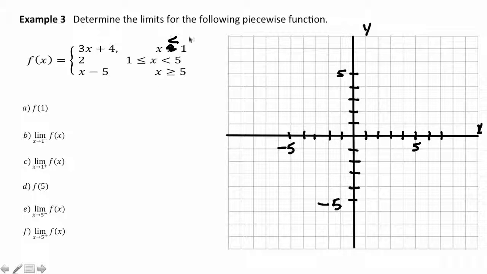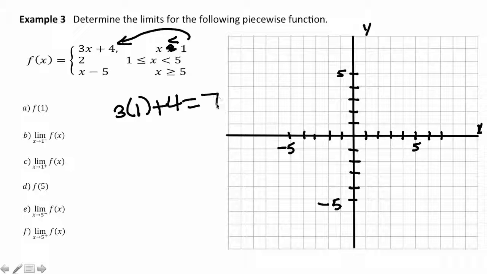So even though this says less than 1, we still have to plug in 1 into this in order to figure out what point to plot. So we're going to do it right now. 3 times 1 plus 4 equals 3 plus 4, which is 7. Okay, so that means we have a point (1, 7), and it's not a filled point, though. It's just going to be a void point here. So we're going to just do that.